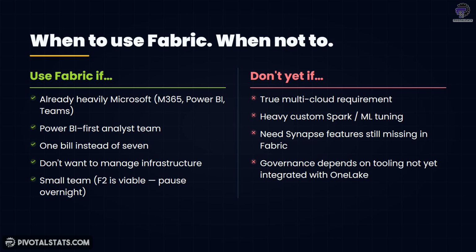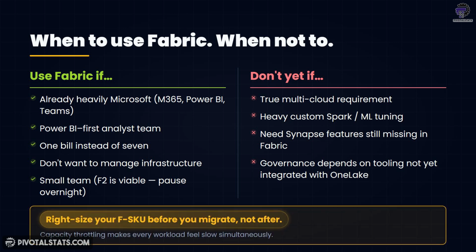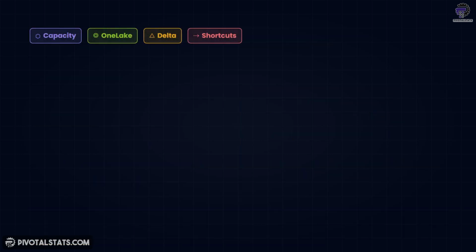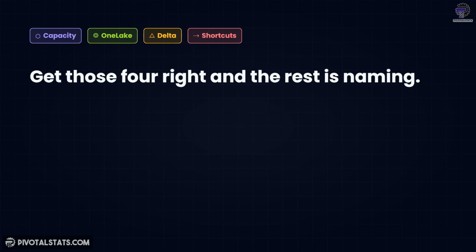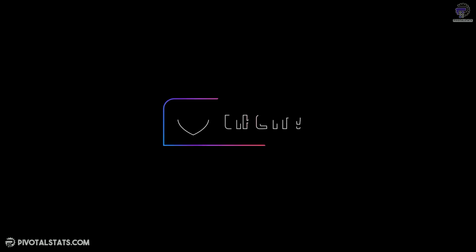And one piece of practical advice, test your F SKU sizing carefully. Capacity throttling in Fabric is more aggressive than in Premium, and an undersized capacity will make every workload feel slow simultaneously, which is a worse failure mode than one slow report. So that's Fabric: capacity, OneLake, Delta, Shortcut, and a stack of workloads that mostly already existed under different names. If you understood those 4 foundation concepts, every new feature Microsoft ships on top of Fabric will make sense without the marketing decoder ring.